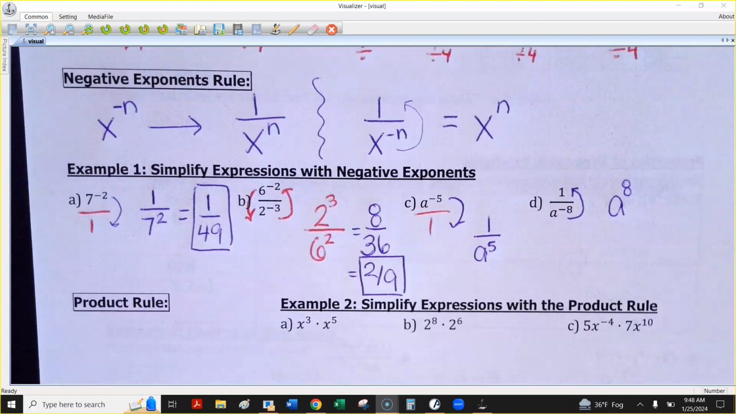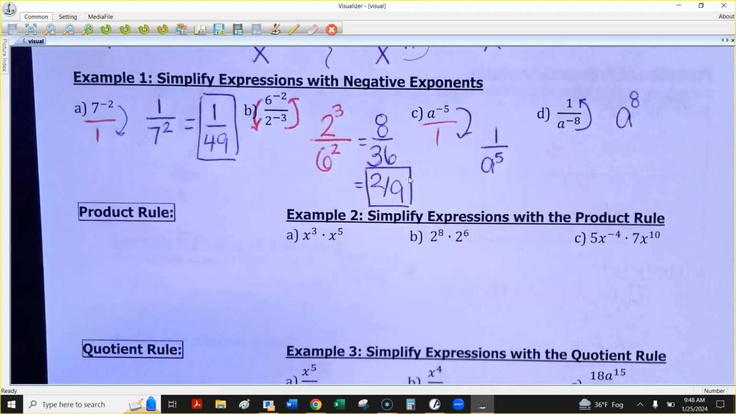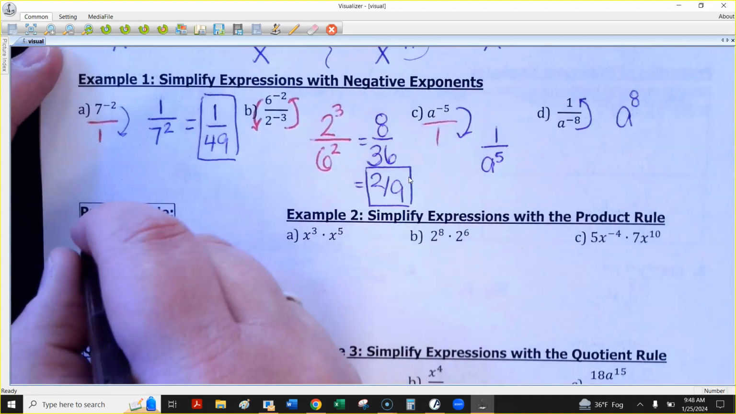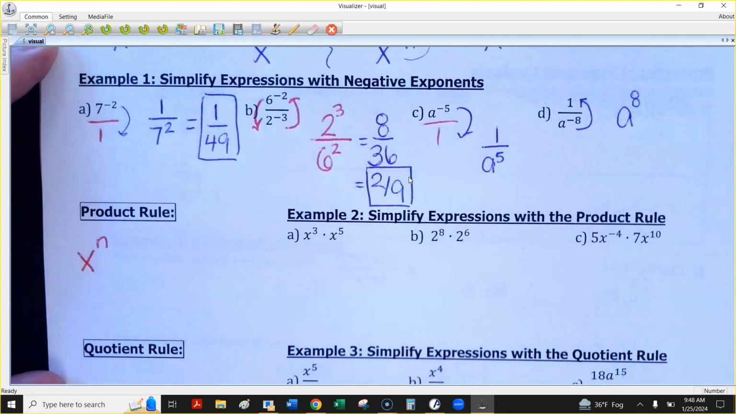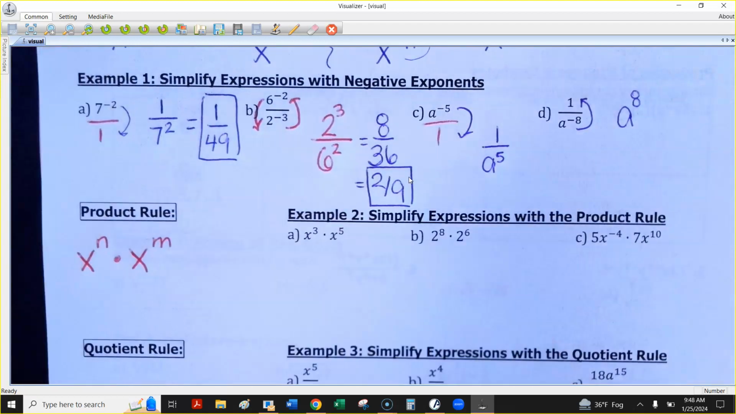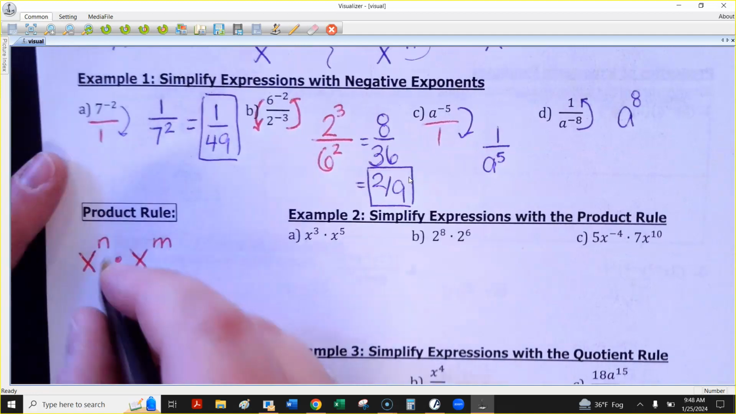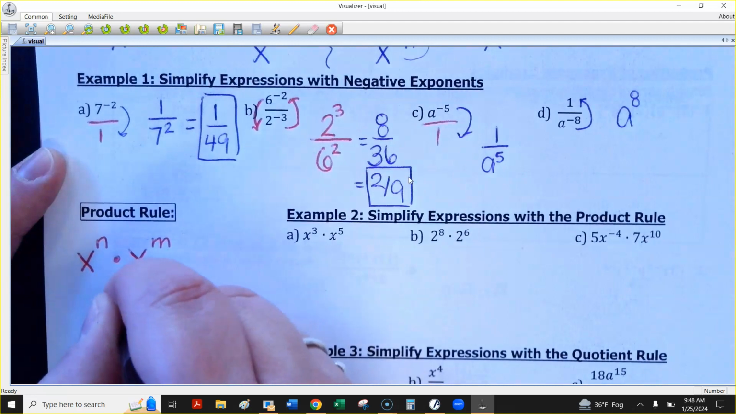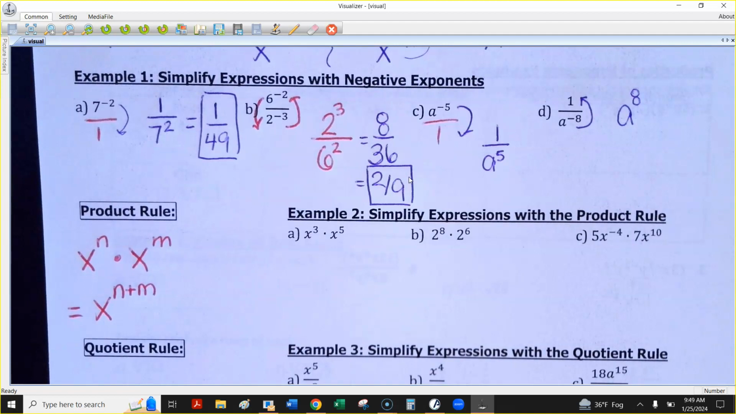All right. See if you guys remember any of these rules. So I've got a rule, and then I've got a couple examples to practice. All right, so product rule. If I have x to the n, so x to a power, times x to a different power. I'm just going to use n and m for my exponents. Do you guys know what you do with the exponents if you're multiplying like bases? You add them. Okay, so this would be x to the n plus m power. That would be your rule.